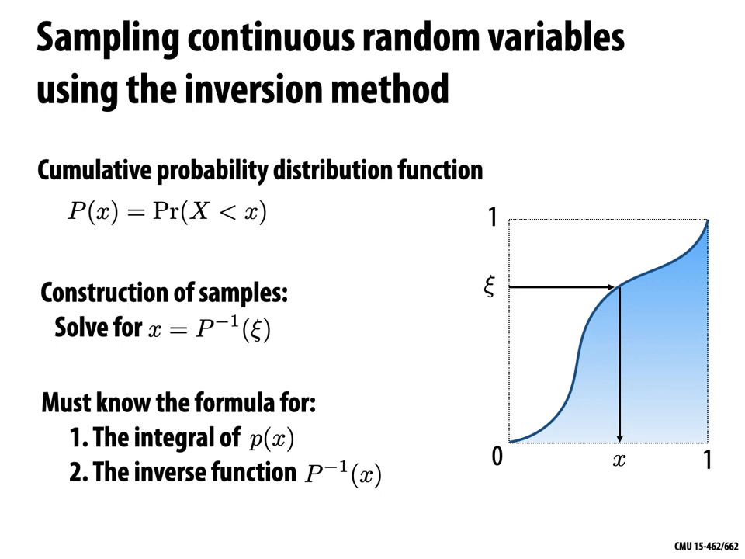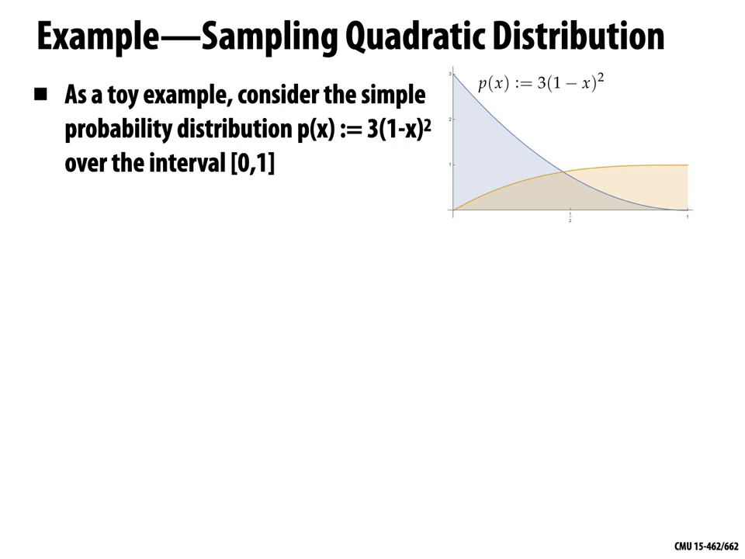Okay? To give a concrete example, let's think of a simple toy probability distribution. p of x equals 3 times (1 minus x) squared. So this blue curve here, right? It's more probable that things are going to happen towards 0 than they're going to happen off toward 1.